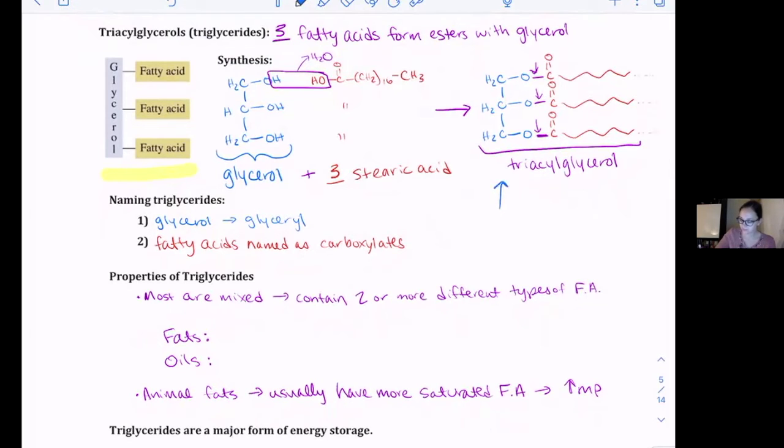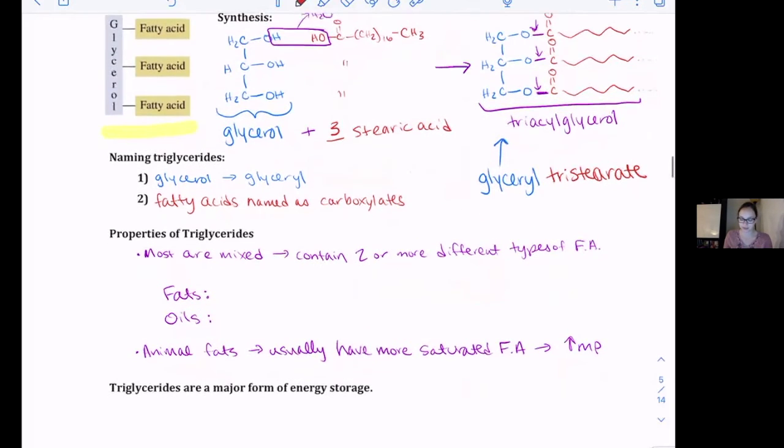this molecule that we drew would be glyceryl, and then because there's three of them, tristearate. They are stearic acid, so to make it their carboxylate name, you drop ic acid and add ate. So tristearate. So glyceryl tristearate is the name of this particular molecule.